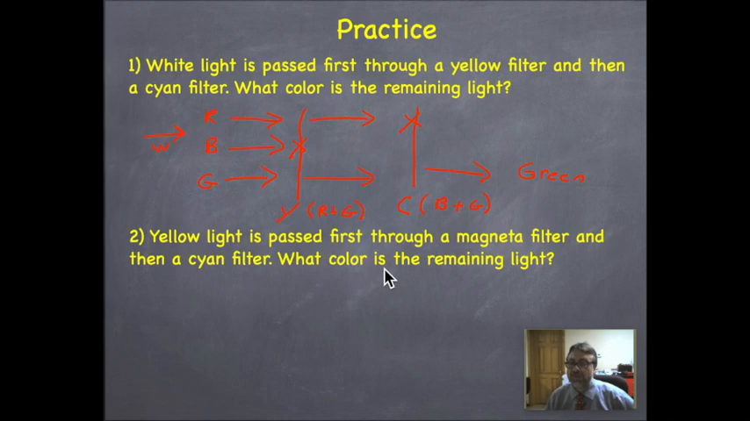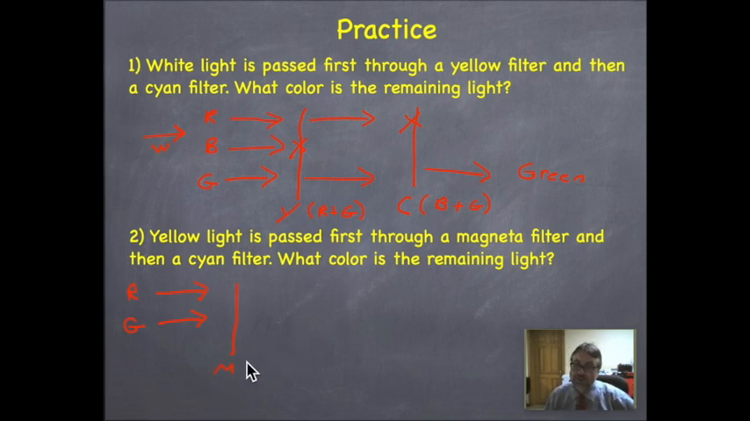All right, the second example. Yellow light is passed through a magenta filter and then a cyan filter. What color is the remaining light? Well, I'm not starting with white now, so I'm not going to use red, blue, and green. I'm starting with yellow. So yellow light is going to be an equal mixture of red light and green light. And I'm going to pass it first through a magenta filter.